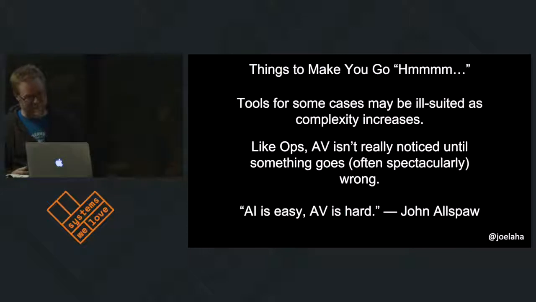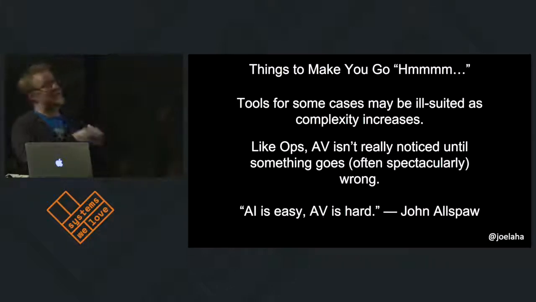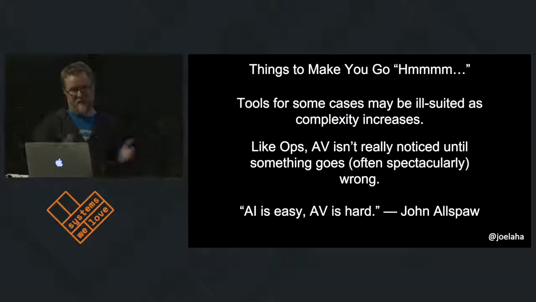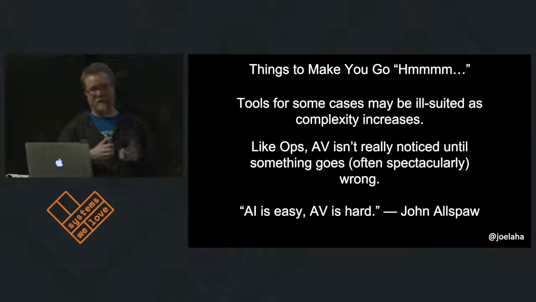So, wrapping up, to give you a few takeaways from something that might not be completely applicable to your world: tools for some cases may be ill-suited as complexity increases. Some of our smaller projectors or our smaller screens might not work if we're scaling up to a giant event. Like ops, AV isn't noticed until something goes, often spectacularly, wrong. And I like this quote. I wish I had had my brains about me and was able to tweet it when Allspaw said it to me: AI is easy, AV is hard.